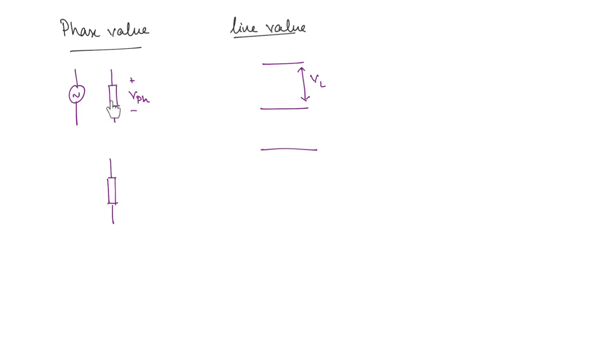So this represents a circuit element. It can be an active element or a passive element. So now what is the phase current? The current that flows through each phase. And what about line current? The line current is the current that flows through the line.